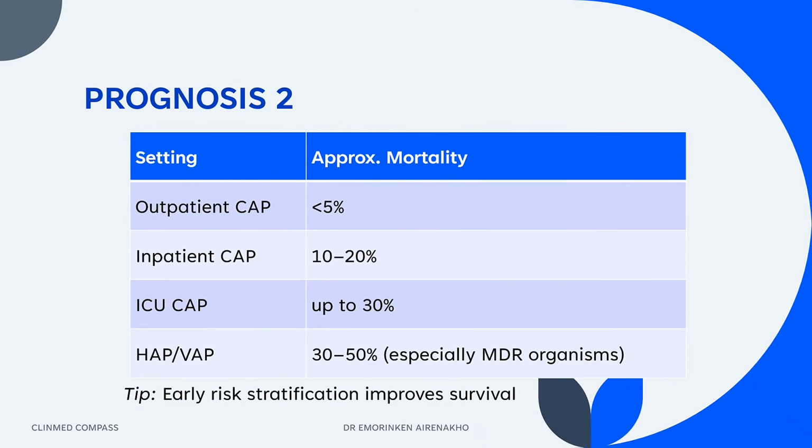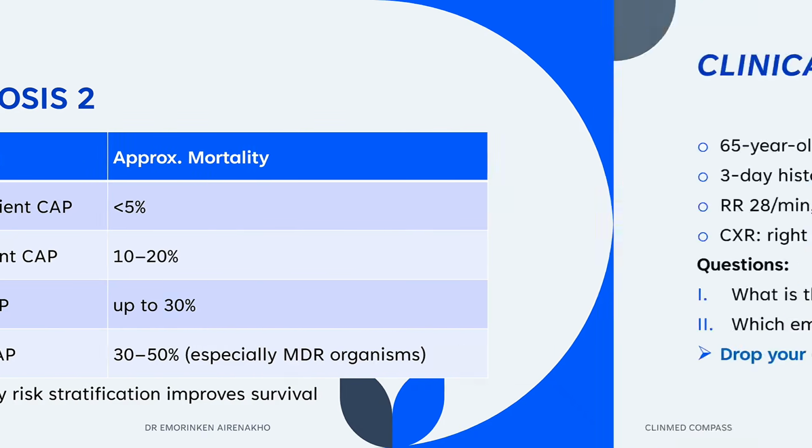Mortality varies by setting. For outpatient community-acquired pneumonia, mortality is less than 5%. These are mild cases. For moderate and severe cases, the mortality increases. For example, for community-acquired pneumonia in ICU, it goes up to 30%. For hospital-acquired pneumonia and ventilator-associated pneumonia, mortality gets up to 30 to 50%, especially those with multi-drug resistant organisms.